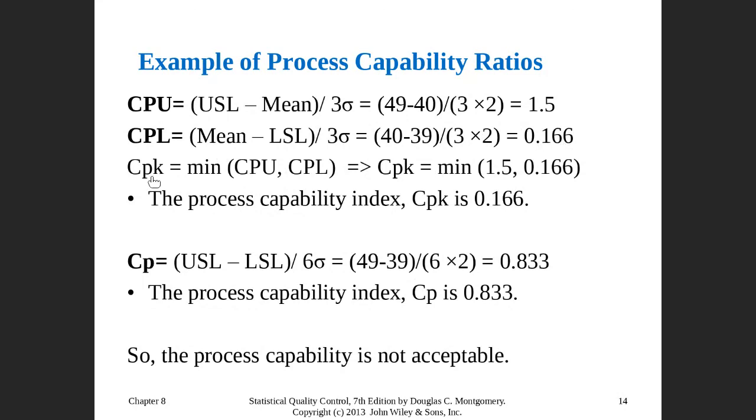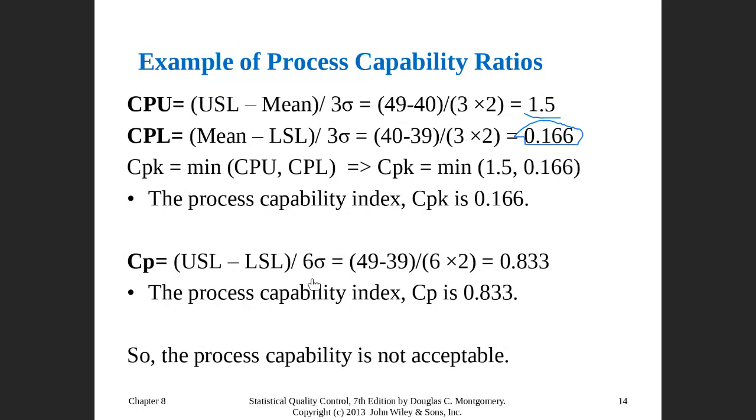So the CPK is the minimum of those two values. So we have to look at this value here and this value here and select the minimum. Which one is the minimum? It's clearly this one. So 0.16 is considered to be the CPK.